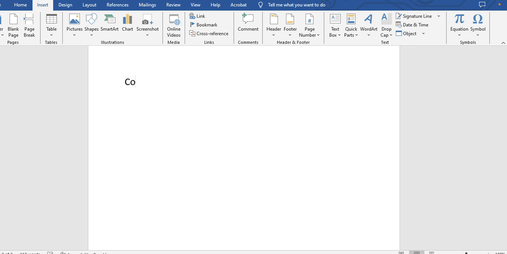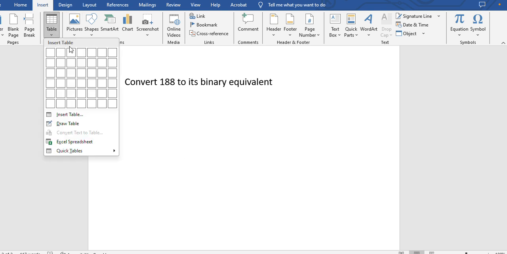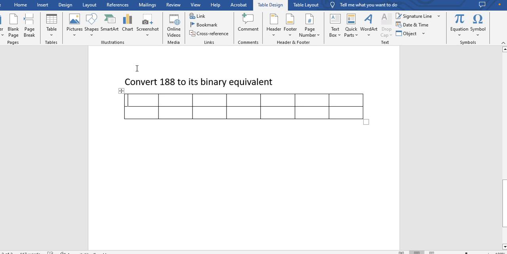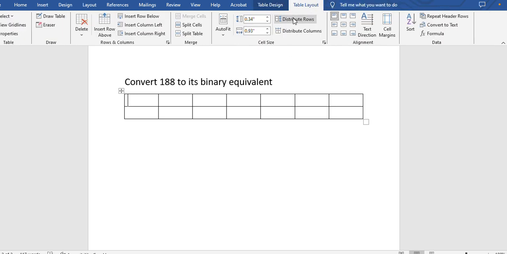We can try another one to convert to binary. Let's have this one, convert 188 to its binary equivalent. So we can convert this one to its binary equivalent.